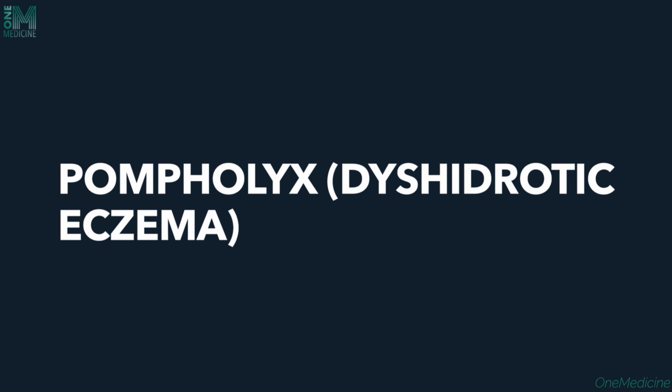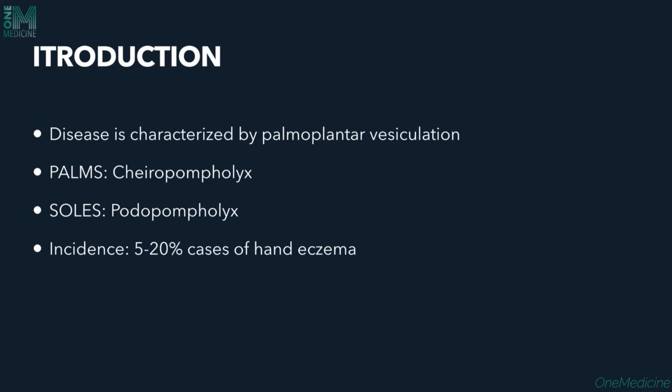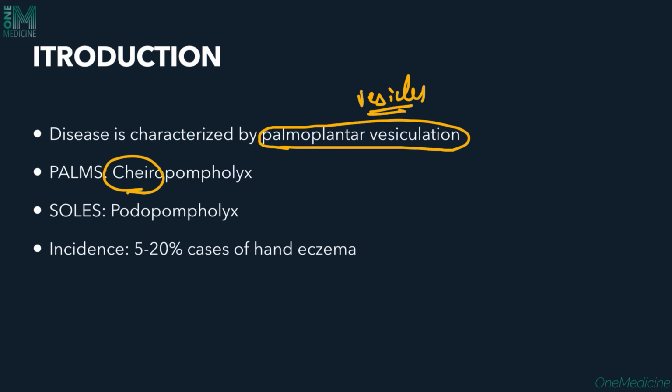Today I'll be talking about Pompholyx or Dyshidrotic Eczema. It's a type of endogenous eczema. The disease is characterized by palmoplantar vesiculation, that is, on the palms and soles we have vesicles seen in this particular condition. If the vesicles are majorly present on the palms, it is called chiropompholyx. If it is present on the soles, it is called podopompholyx.